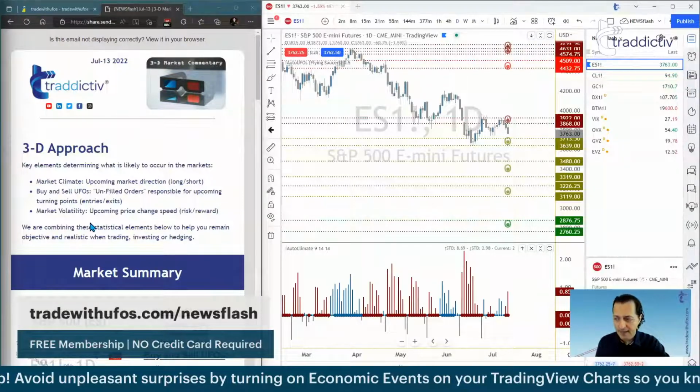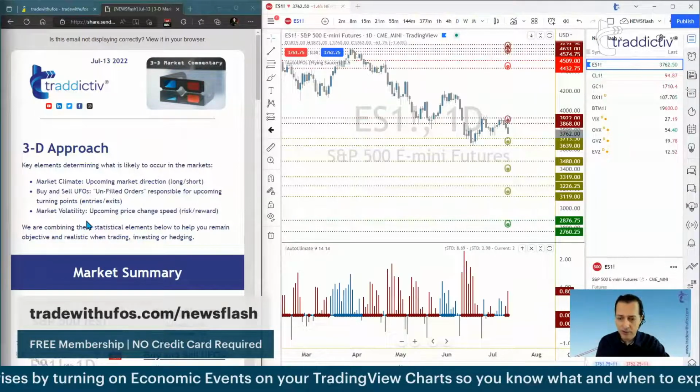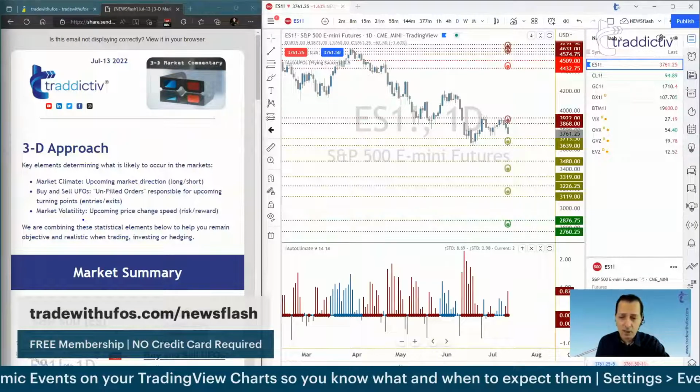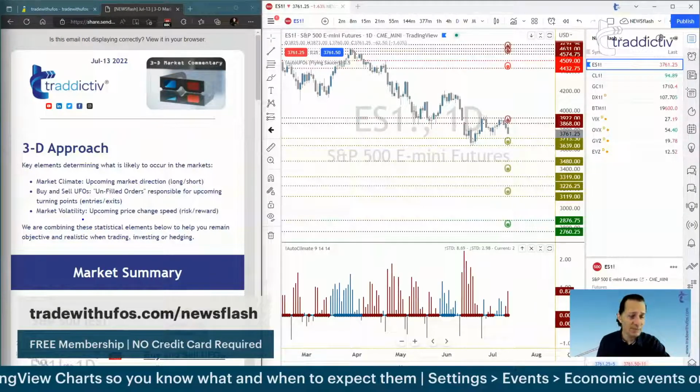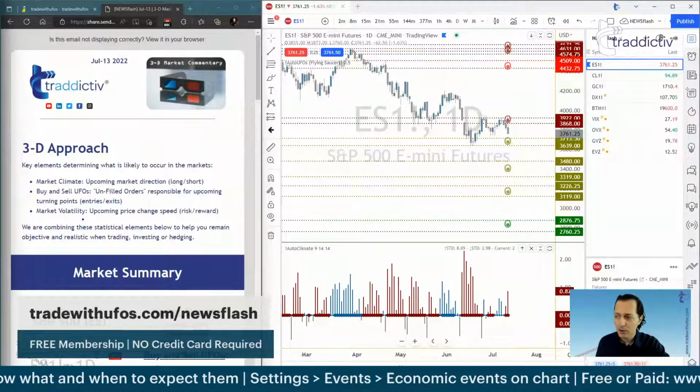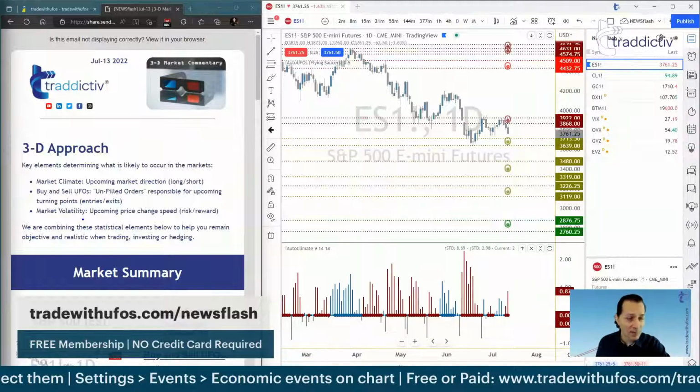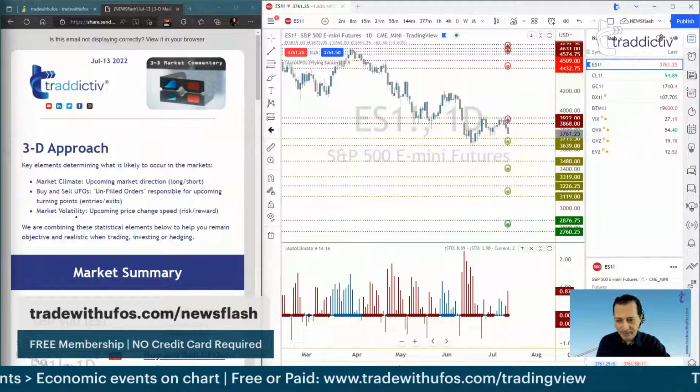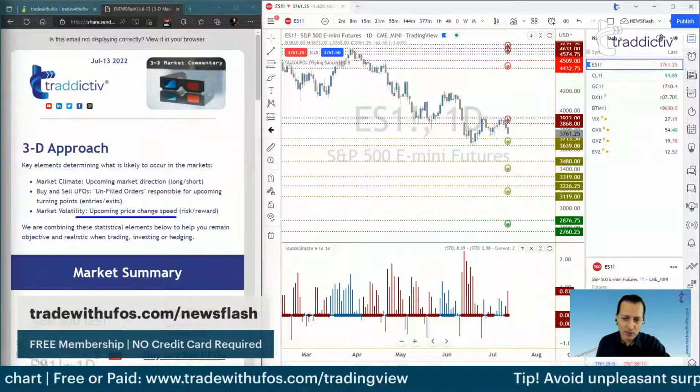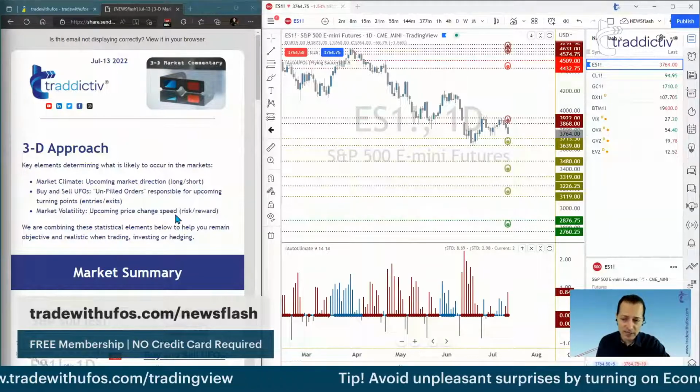yet. Which, by the way, you could use UFOs combined with other methodologies. Maybe you are drawing support and resistance lines. Maybe you're doing Fibs. Maybe you're doing breaks of a Bollinger Band. You name it. Anyway, and then the market volatility, which talks about the upcoming price change speed.